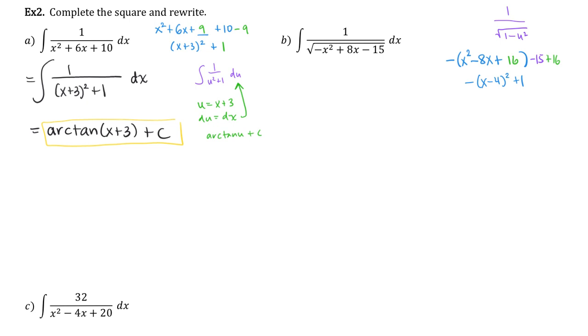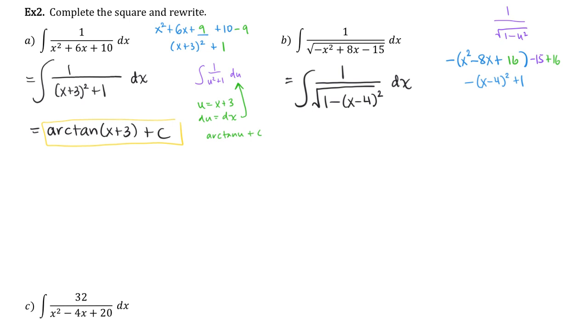Okay, now let's rewrite this. And then we're going to stare at it, and it's going to look like inverse sine. So inverse sines normally have the form 1 minus u squared. So for this, I'm going to put the 1 first. Okay, now that it's set up like this, it looks like 1 over the square root of 1 minus u squared. If I did u substitution, u would be x minus 4, du would be dx. So the u substitution isn't going to mess it up by a factor.